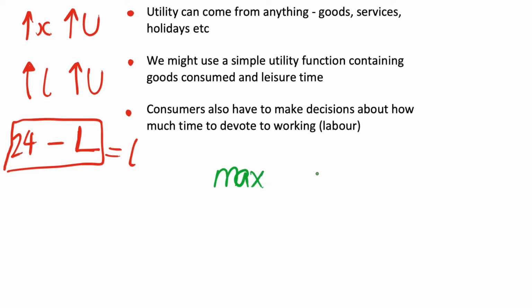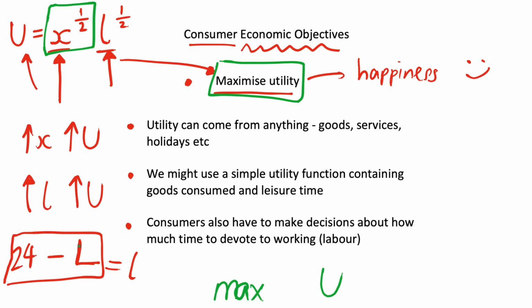So this is the maximization problem of a consumer. They maximize their utility subject to their budget. So the budget is how much money they get from working, and they can spend that all on goods and holidays and whatever they want. So leisure, they can spend it on. And so this is the economic objective we assume of a consumer.